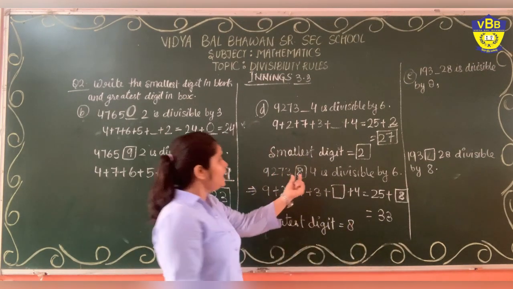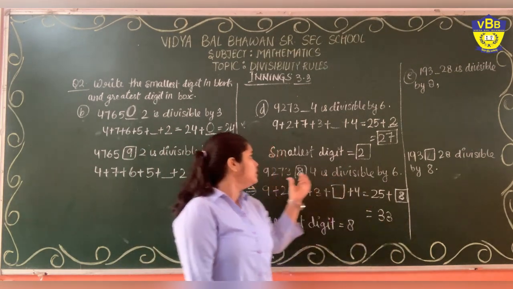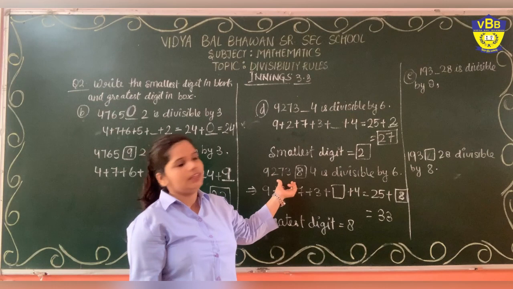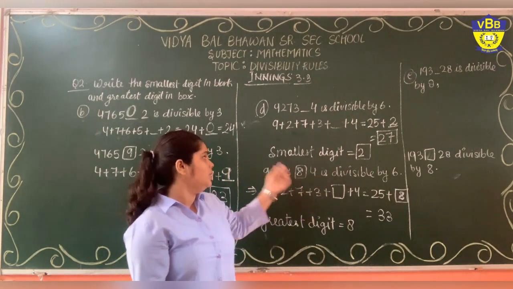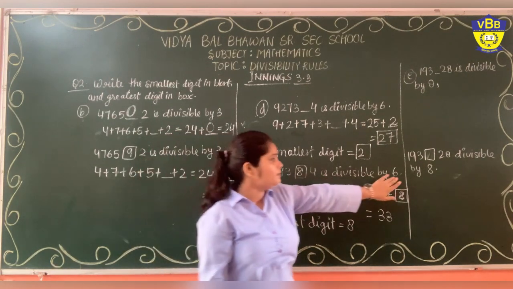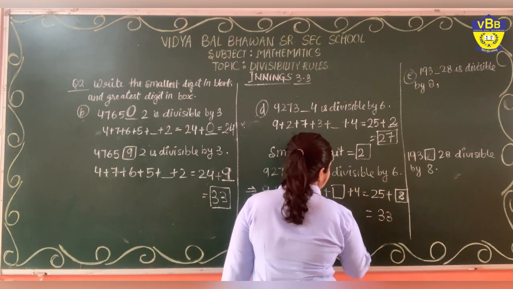When you write 8 in the box, the sum will become 33 and so the number will become divisible by 3. It is already divisible by 2 because it is ending with 4. So the answer will become divisible by 6. So the greatest number possible is 8.